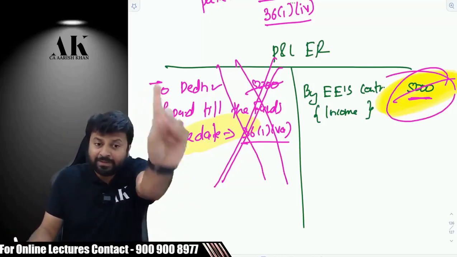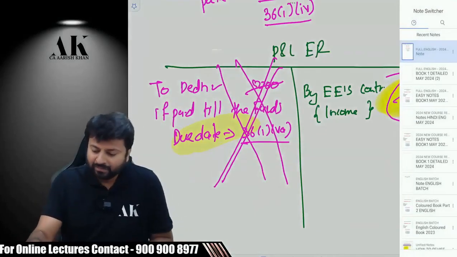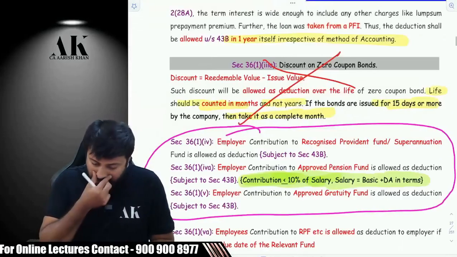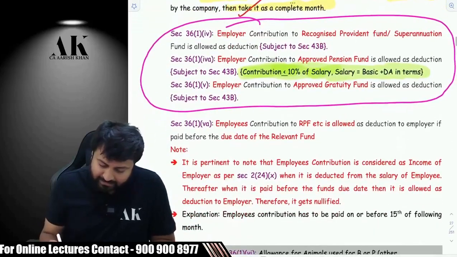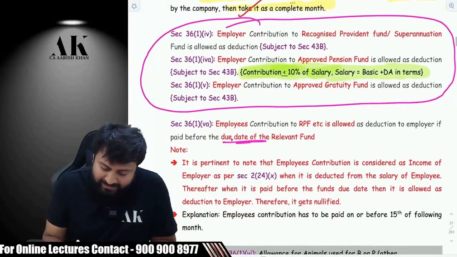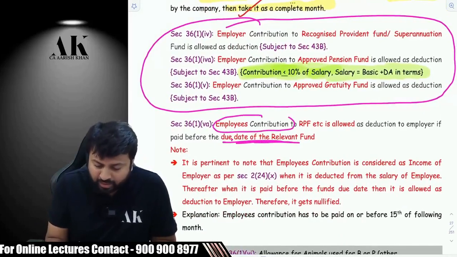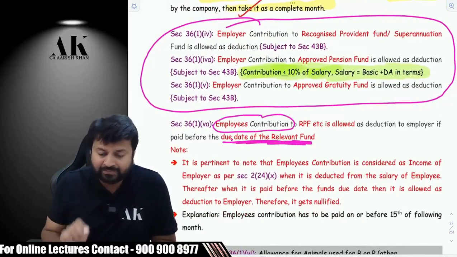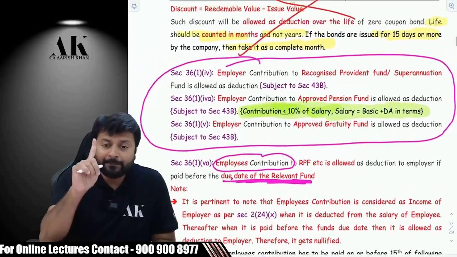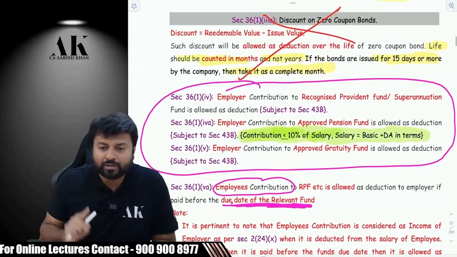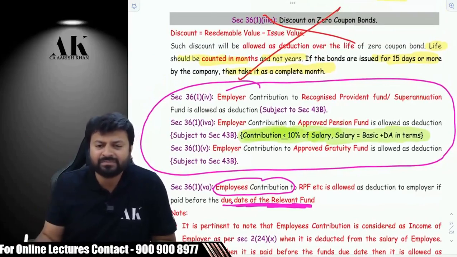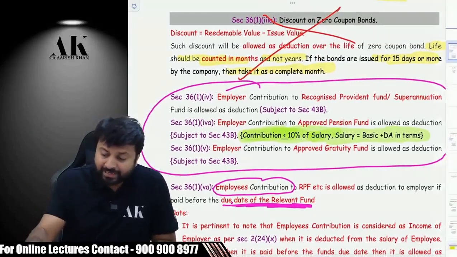Now there is one very important thing which I would like to tell you, which I will again make you read. First of all, you can read this from here, that you have to pay this by which date? If you want the deduction of employees' contribution, you have to pay this by which date? Due date of the relevant fund. Whereas the employer contribution, if you want deduction, you have time till which date? Please tell me. Till the due date of filing of return.